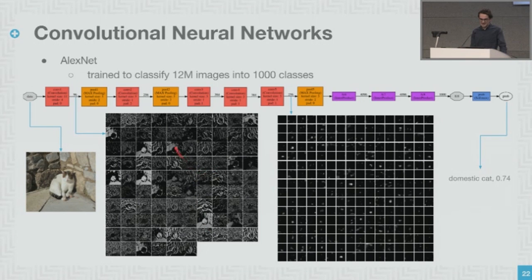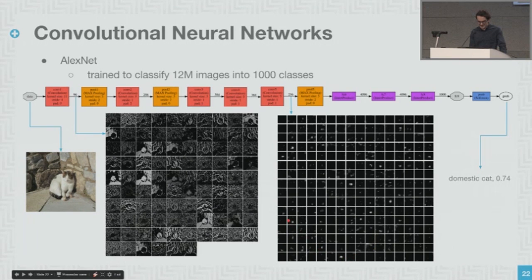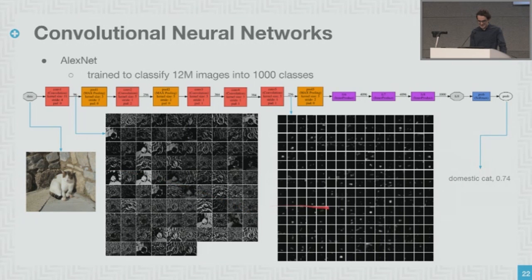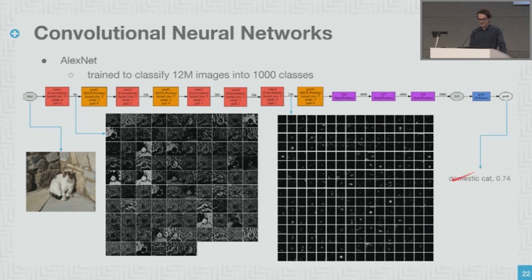But as we progress to the higher levels, for example, here I also visualize the fifth layer neuron activations. They try to capture more complex things in the image. Here, for example, you see some dots and they're placed where the cat is. They might either be cat neurons or pet neurons or animal neurons. They could be responding to higher level objects in the image. And we feed these into the fully connected layers. And at the end of the network, what we get is domestic cat with 0.74 probability.